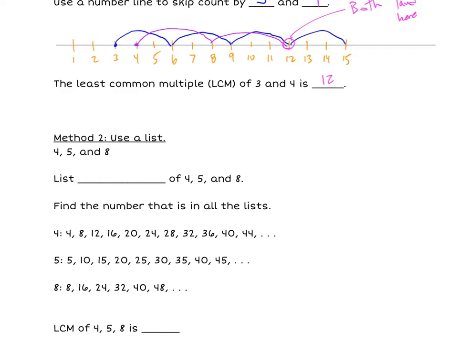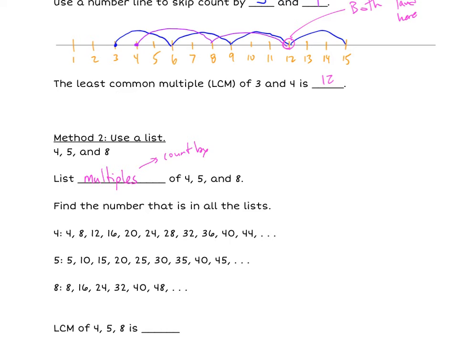Now, on this one, you are going to list the multiples, which is like the count by. You're going to count by those numbers of 4, 5, and 8. So for 4, we said 4, 8, 12, 16, 20, 24, 28, 32, 36, 40, 44. And those go on forever, right? You can keep going. 5s, 5, 10, 15, 20, 25, 30, 35, 40, 45, forever and ever. 8s, 8, 16, 24, 32, 40, 48, forever and ever and ever.